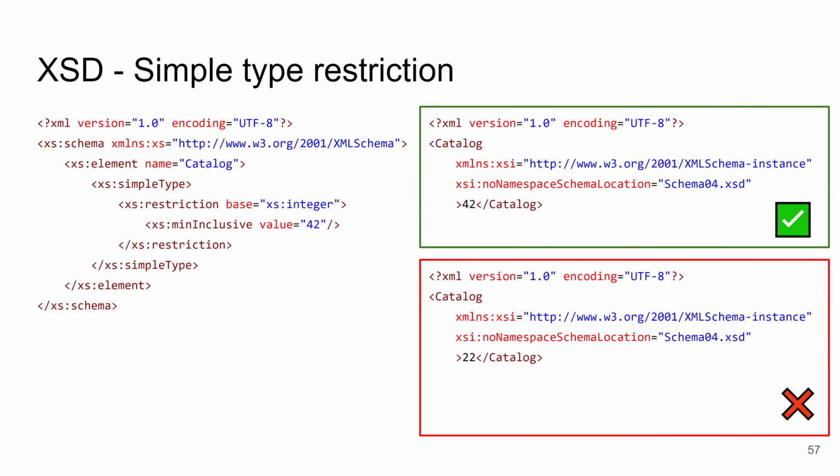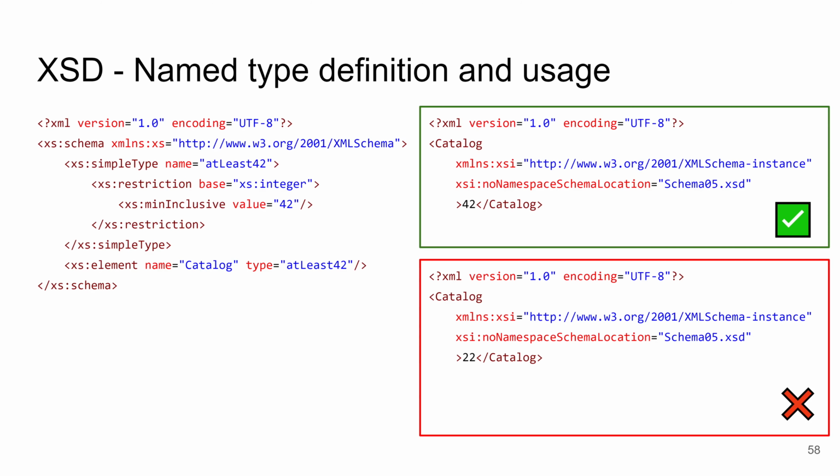Now we'll restrict our simple type, so we'll have a base for the simple type integer, and we'll restrict it with the minimum value of that integer, which is 42. Therefore, a document instance which has a 42 as the content of the catalog element is valid, and 22 is invalid because it's less than the 42. So this is an example of how you can restrict a simple data type. So far, we used the element construct in the schema, and then within that element, we have defined the type that the element will have.